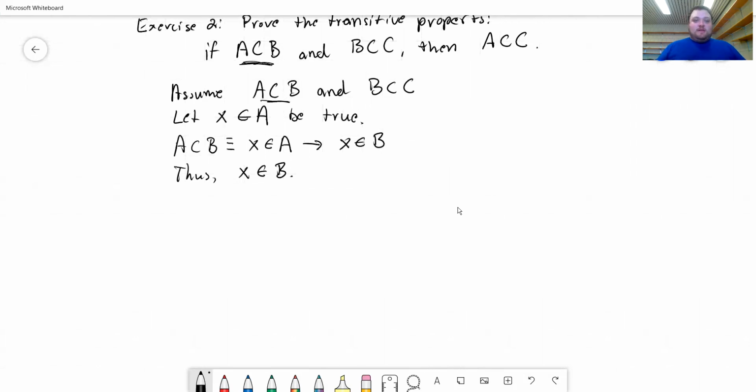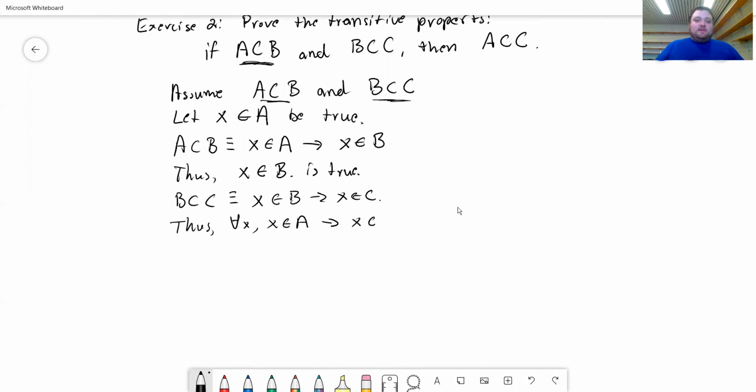Okay, and so now we use what we've assumed as well, that B is a subset of C. And we say that B is a subset of C is equivalent to saying if X is an element of B, then X is an element of C. Thus, for all X, if X is an element of A, then X is also an element of C. So every element that's in A is also in C.